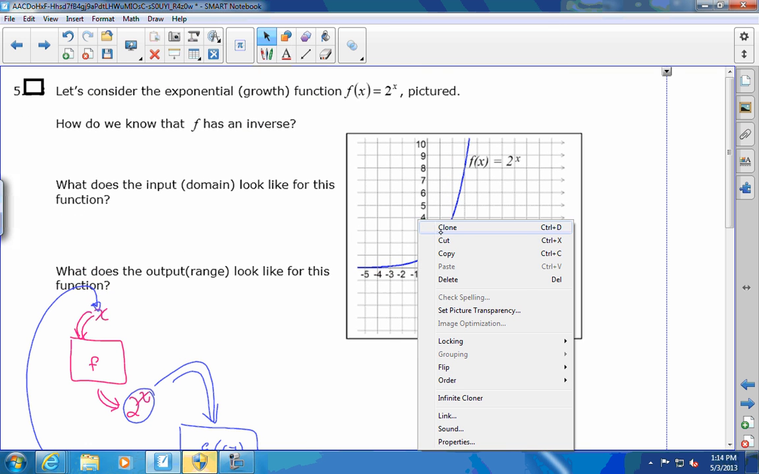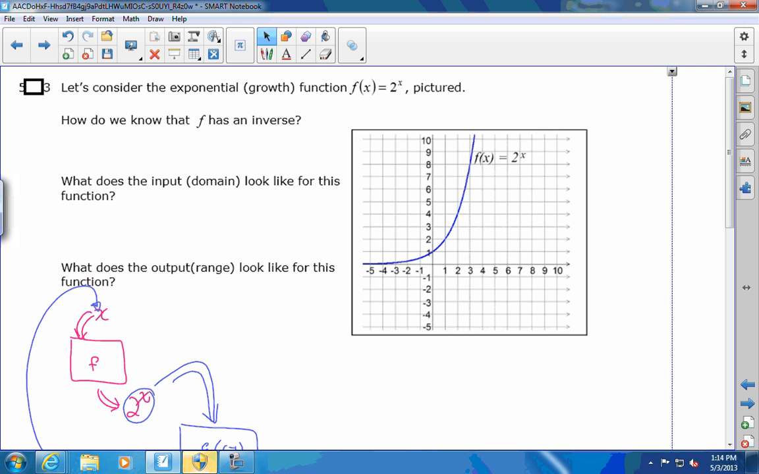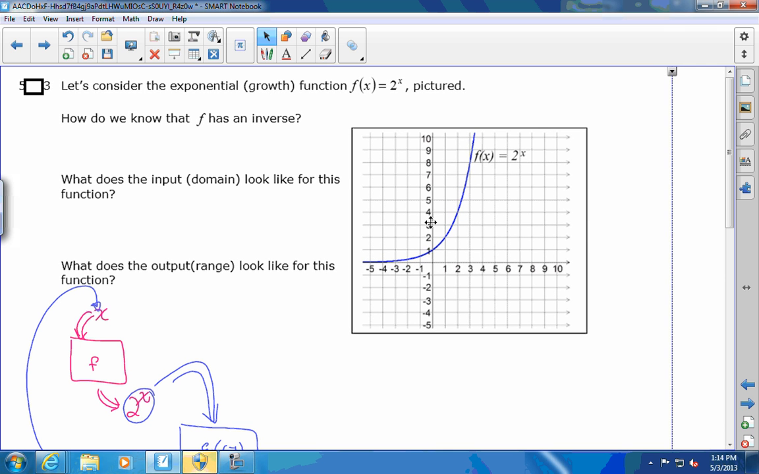Okay. I don't know how to make it stay static though.